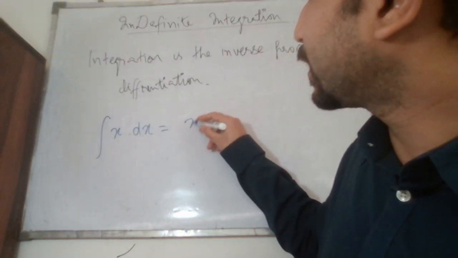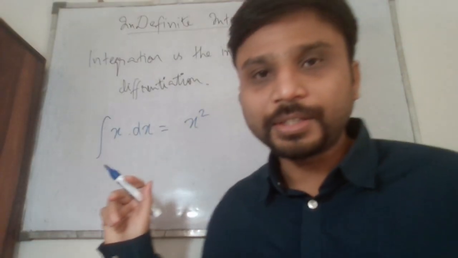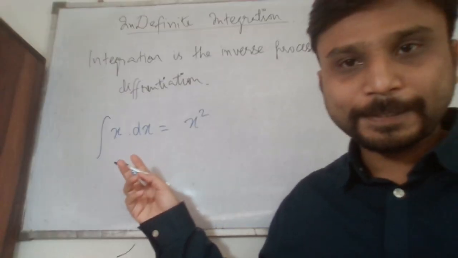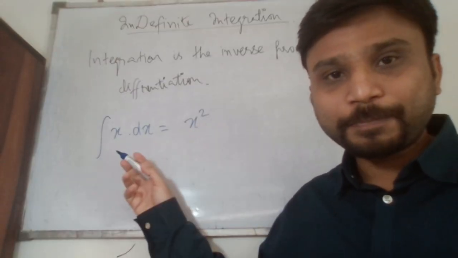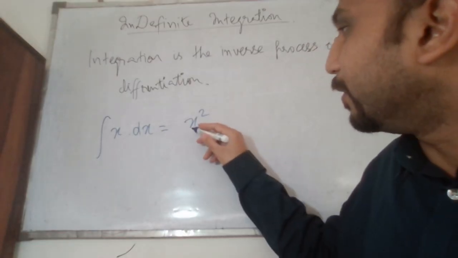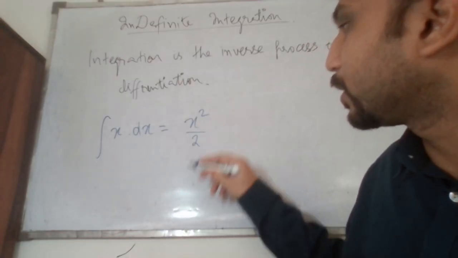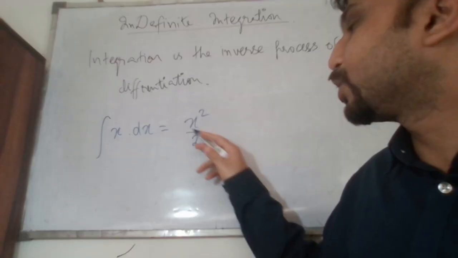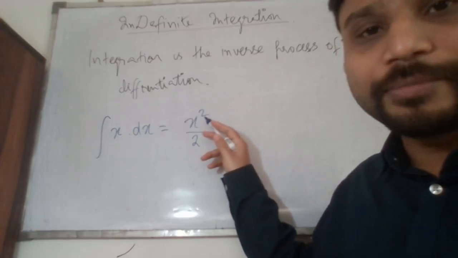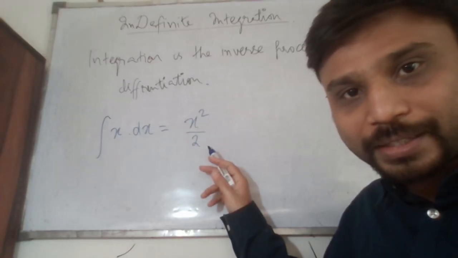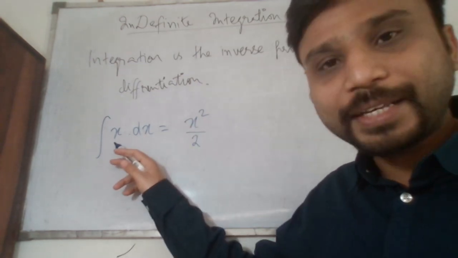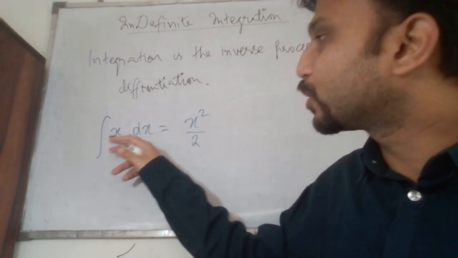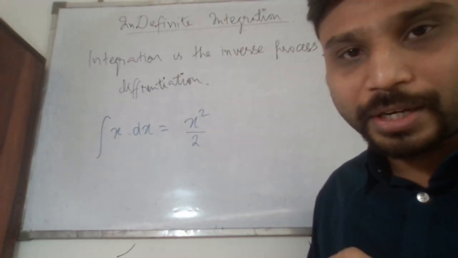You would be knowing that differentiation of x square is 2x, sorry. Differentiation of x square is 2x. So if I divide x square by 2, then the differentiation of x square by 2 will give me 2x divided by 2, and that 2 will get cancelled out with this 2. So after cancellation, I'll get x only. That means integration of x dx is x square by 2.